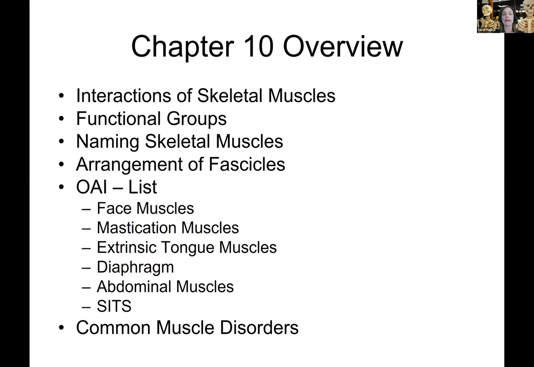We'll also talk about how the fascicles in muscles are arranged. Remember, fascicles are like the bundles of cells. So it's like a big bundle of cells in there, and that'll give you like the striations in the muscle, sort of. So we'll talk about that. And then we'll walk through something called the origin, action, and insertion list. You have this list in the lab PDF that will be included in the lab exam. And so I'm going to walk you through this list, and we'll talk about a couple of specific muscles, and then we'll talk about a couple of disorders.